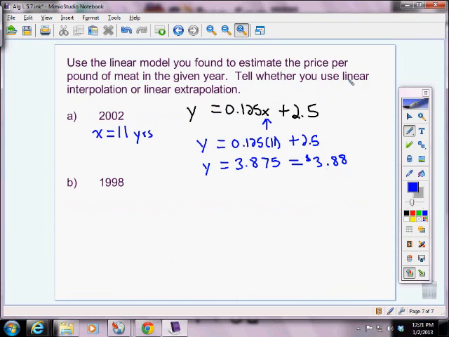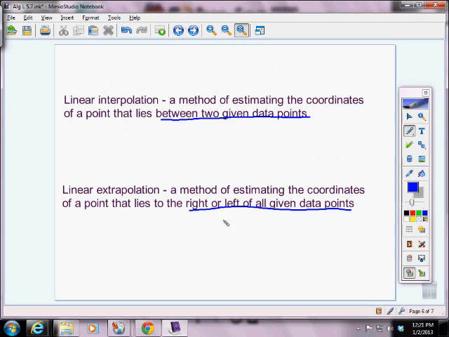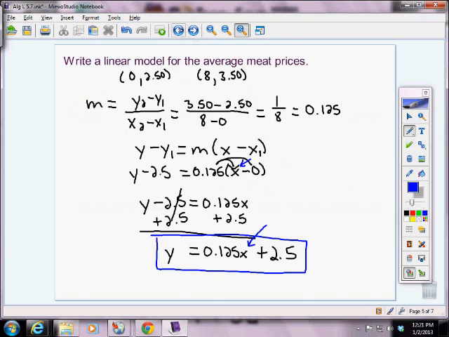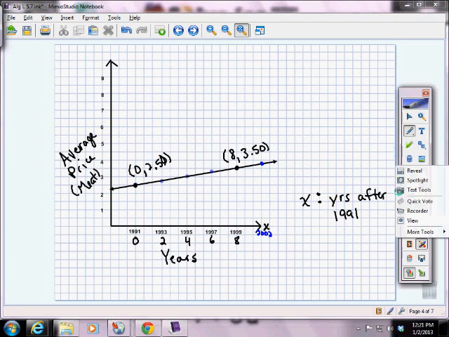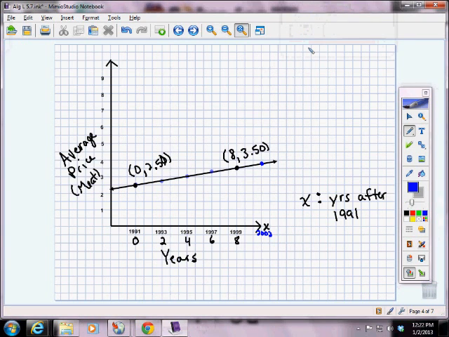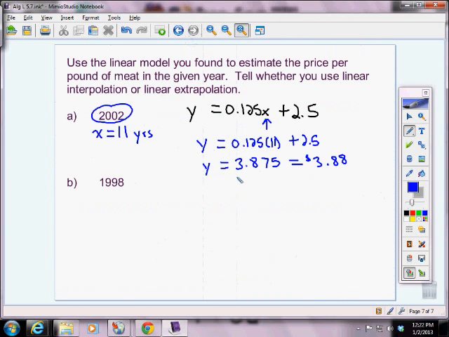Now the second part says, tell whether you use linear interpolation or linear extrapolation. Extrapolation is outside the given data points. Interpolation is inside the given data points. So if we're talking about 2002, it lies outside our given data points because we were just given up through 1999. Since 2002 lies outside our given data set, this would be linear extrapolation.